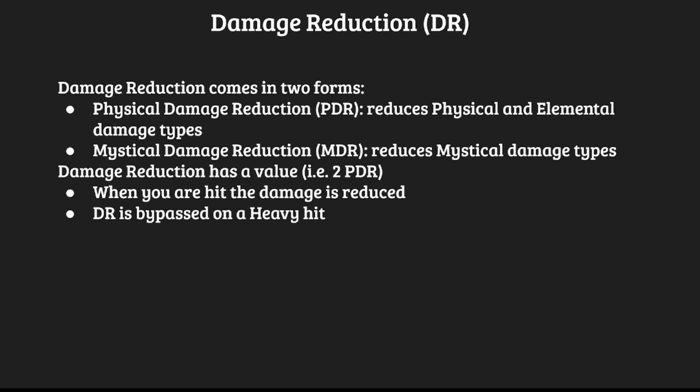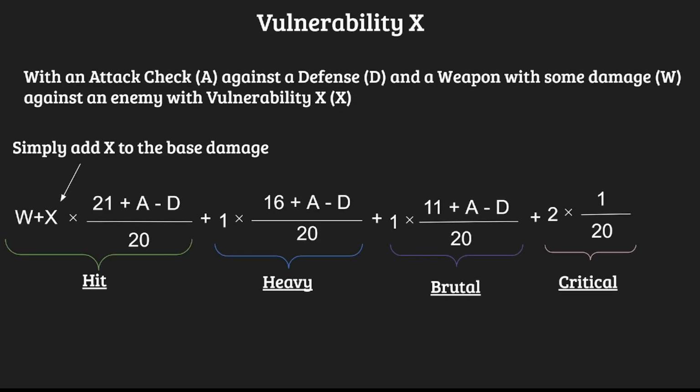So let's start with the most basic math, and that's vulnerability X, just vulnerability where we have some number. So I'm taking this slide from my attack math video, where I'm looking at how we calculate damage, and I'm modifying it to talk about vulnerability. So you have some attack check A against a defense D, and you're using some weapon with some damage W. And in this case, you're doing it against an enemy with vulnerability X. And I'm using X here since that's the number that's included in there. X is going to be that number, so that could be vulnerability 2, could be vulnerability 1, could be anything. So in this case, it's really simple and straightforward.